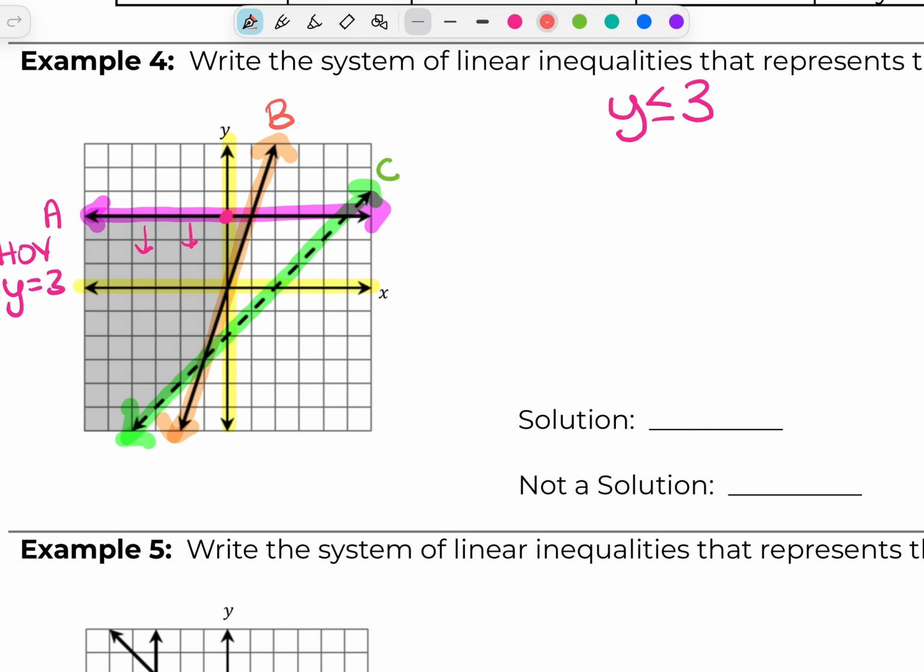All right, next up, my B, that is diagonal. So I am going to write an mx plus b. Let's start with our y-intercept. We know that our y-intercept is at 0. So when I'm plugging that in, that's going to go into the b spot. And then the only thing that I'm missing now is my slope.